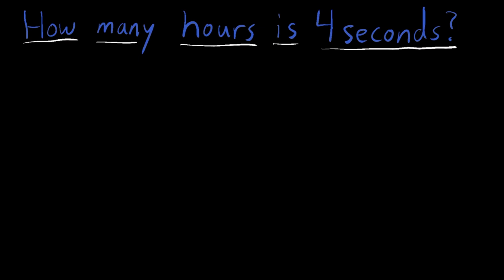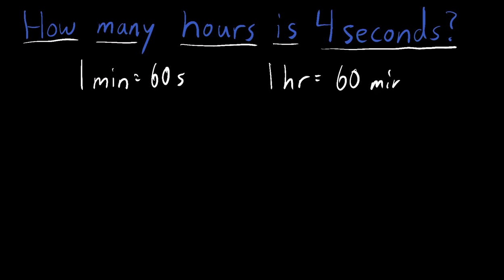All right, one of the most valuable skills you can have in physical science is being able to convert between different units. So today we're going to practice with how many hours is 4 seconds. And there's only two things you need to know for this. In 1 minute, you have 60 seconds, and in 1 hour, you have 60 minutes.